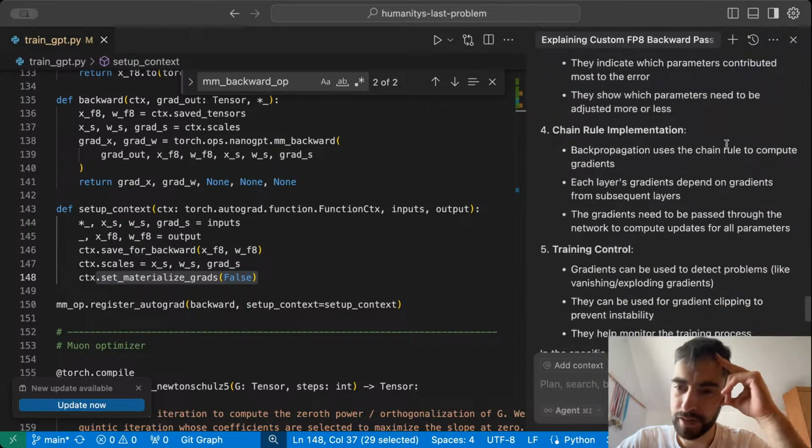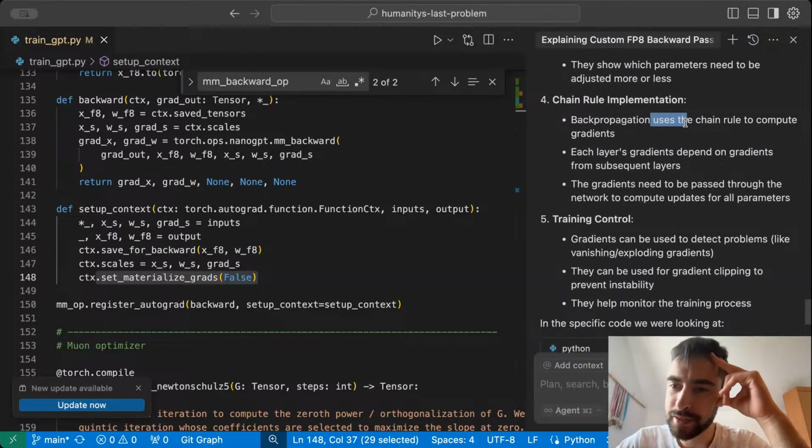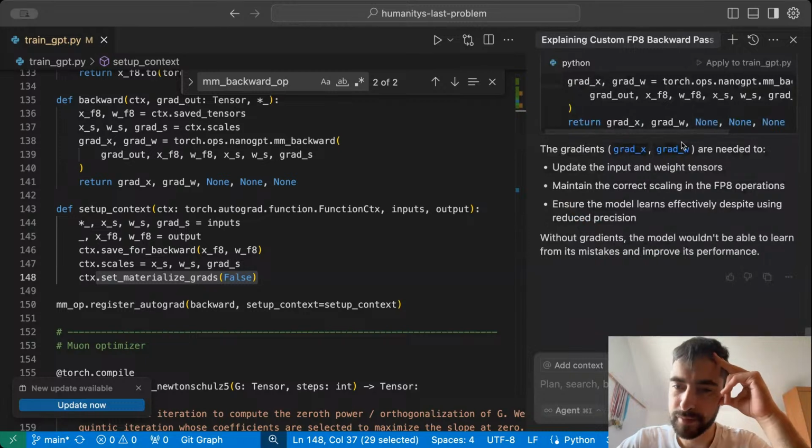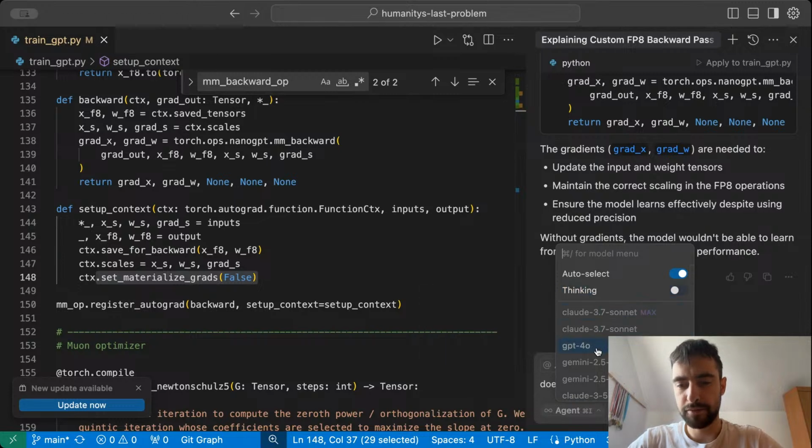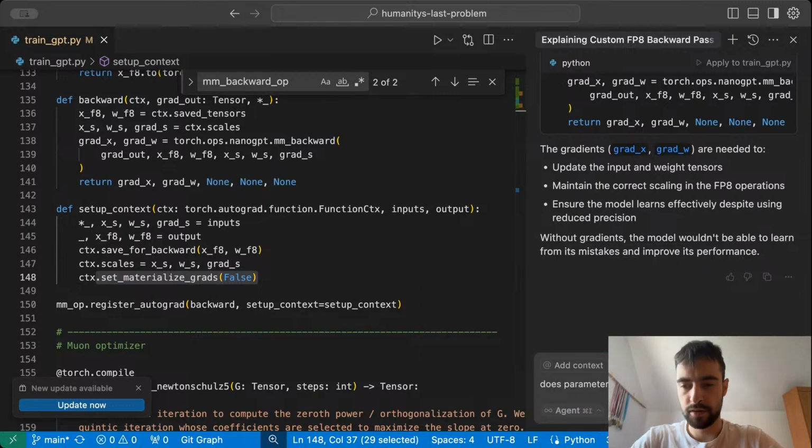Oh my god. Wait. Does parameter update happen during backpropagation? And let me select GPT-4o. Or why did you give all these examples?